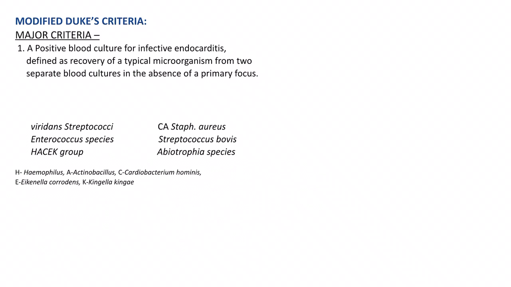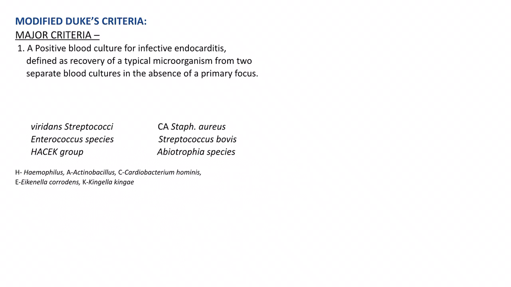First, a positive blood culture for infective endocarditis, which is defined as recovery of a typical microorganism from 2 separate blood cultures in the absence of a primary focus. Typical microorganism means the organism isolated from culture should be known to cause infective endocarditis, and separate blood cultures means they have to be obtained at a separate timing and ideally from different venipuncture sites. The same site should not be poked again for obtaining the sample.